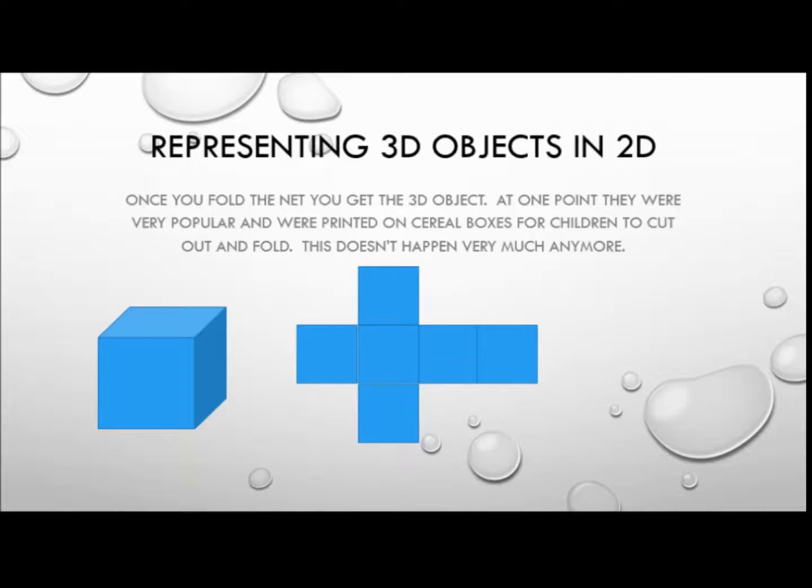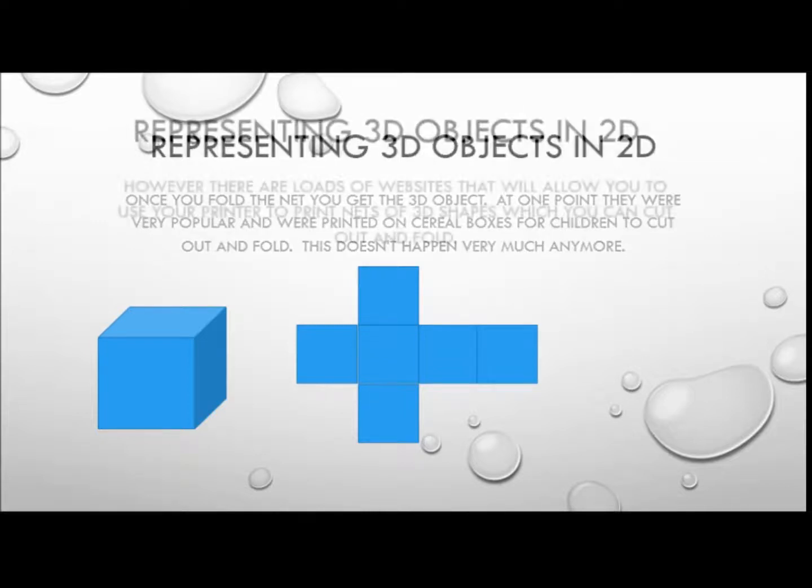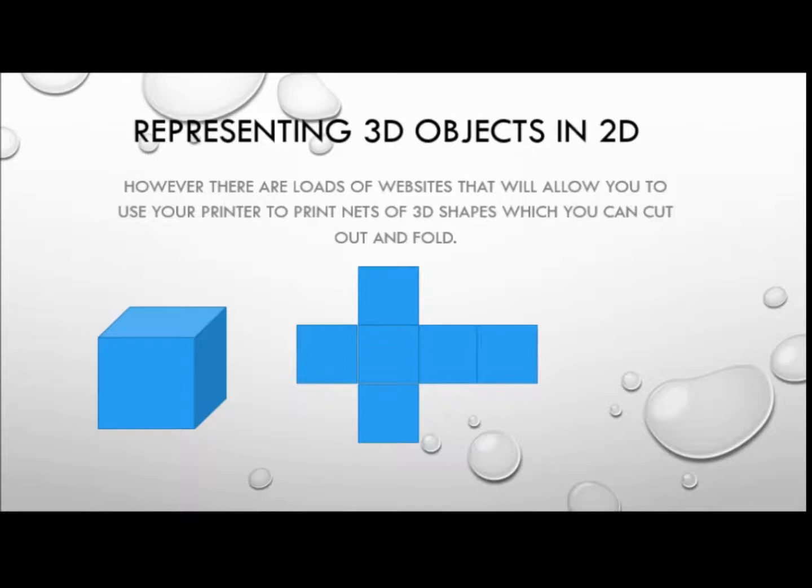At one point, they were very popular. They used to be printed on the back of cereal boxes for children to cut out and fold. This doesn't happen very much anymore. There are still, however, loads of websites that will allow you to use your printer to print off nets of three-dimensional shapes, and you can then cut them out and fold them.